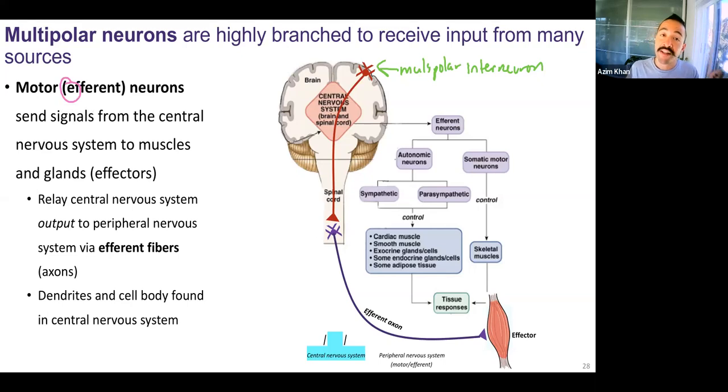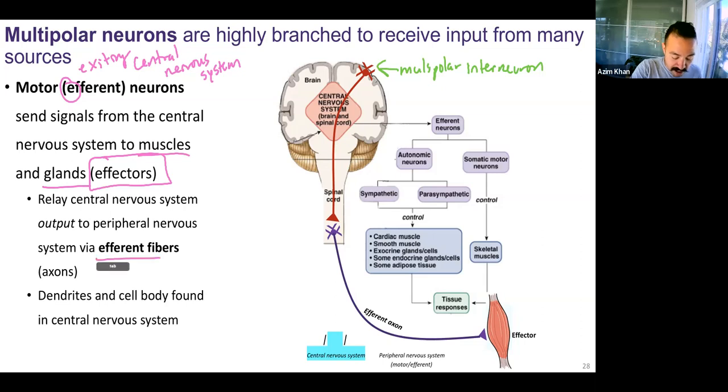Afferent with an A was sensory, because you're approaching the central nervous system. Efferent with an E, you're exiting the central nervous system. You're sending signals from the central nervous system, and you're ending at either a muscle or a gland, some kind of effector, the general term for something that you control, whether it's your muscles, your heart, your blood vessels, your glands. Those are generally termed as effectors. Hence, efferent pathways control effectors.